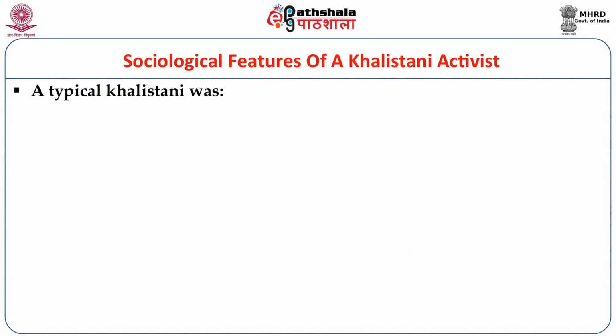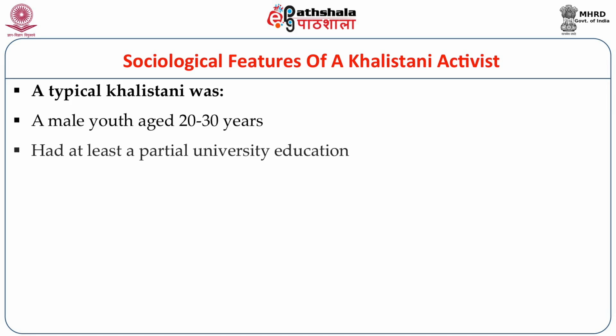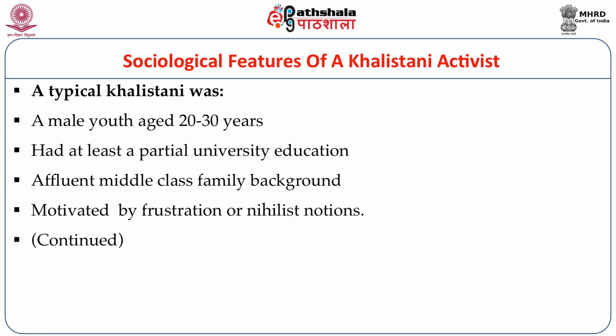Now let's look at the sociological features of a Khalistani activist. A typical Khalistani was firstly a male youth aged 20 to 30 years. Secondly, he had at least a partial university education. Thirdly, a Khalistani had a middle class family background. And fourthly, a Khalistani was motivated by frustration or nihilist notions.